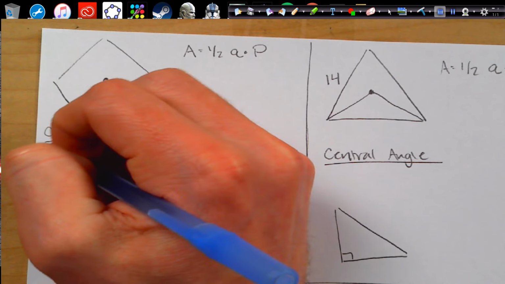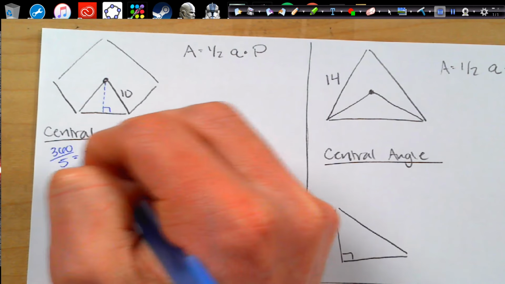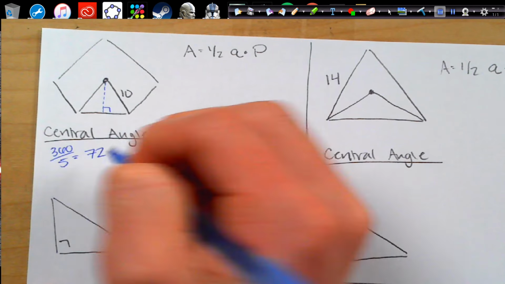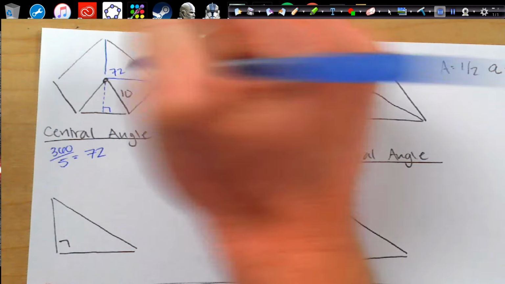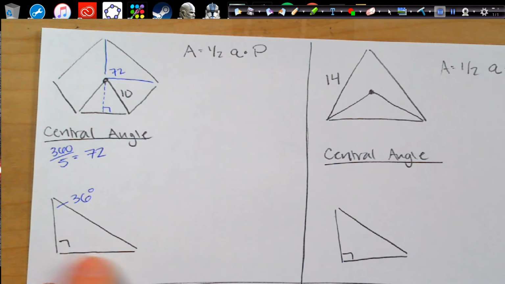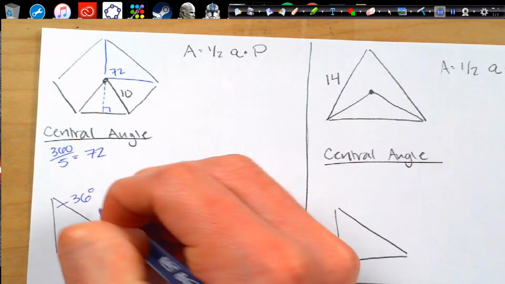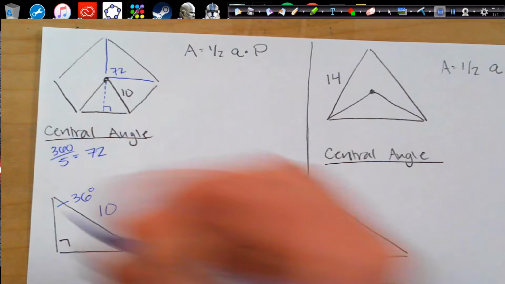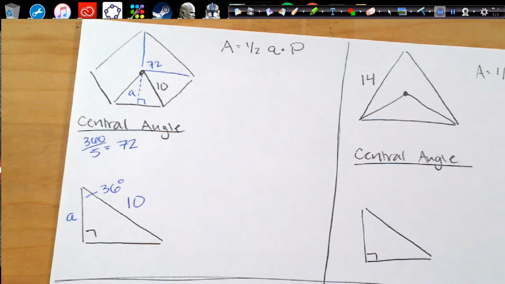Anyway, so we do 360 because it's circumscribed, divided by 5, which is 72. So if I go ahead and draw a little triangle here, this would be like 72, but then we cut it in half, and this gives me 36. Pretty nice that this little triangle is already drawn for us. If we look in the picture, 10 is the hypotenuse of this triangle, so we get 10 here. And we have our apothem, which is this little guy right there.